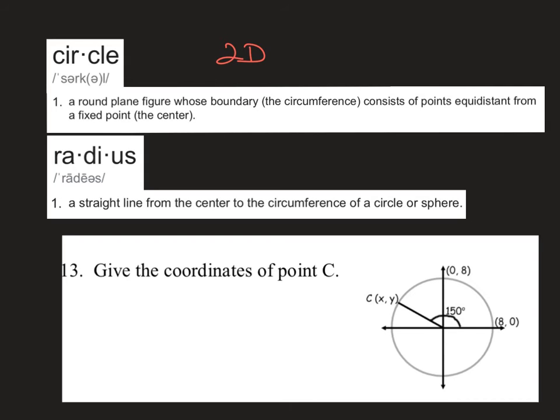So we have this plane figure, right? It's flat. And the boundary is the circumference, right? What's the circumference? The distance around the circle, sort of the perimeter, so to speak.